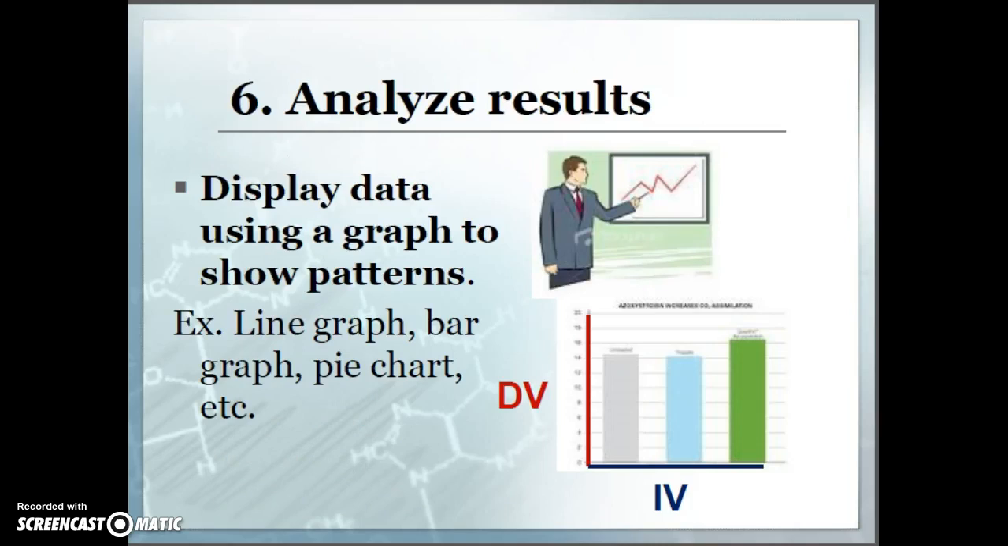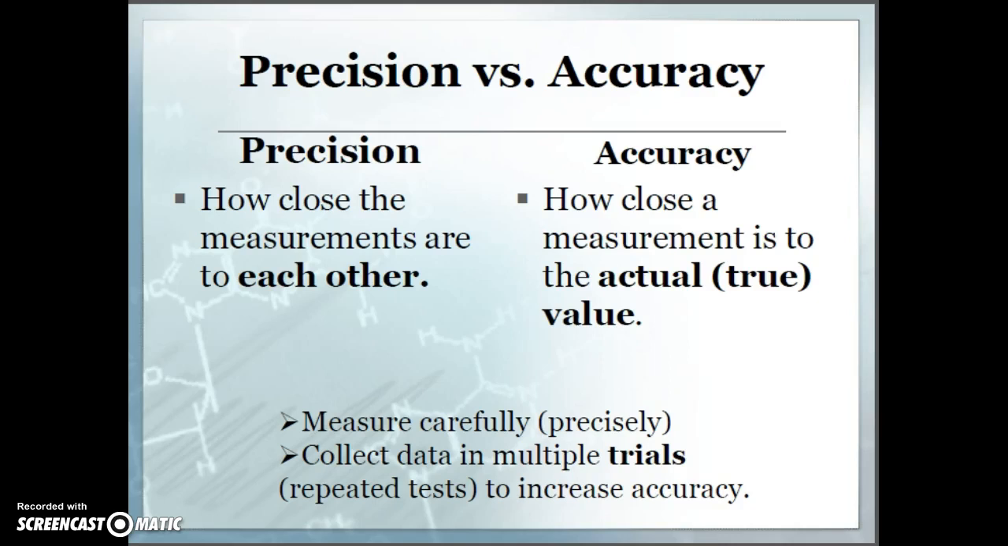Number 6, we will then display the data using a graph. So your line graphs, your bar graphs, your pie graphs that we've talked about earlier this week. We want to distinguish between precision and accuracy. So precision would be how close the measurements are to one another. Accuracy is how close is that measurement to the actual true value that's accepted by the scientific world.